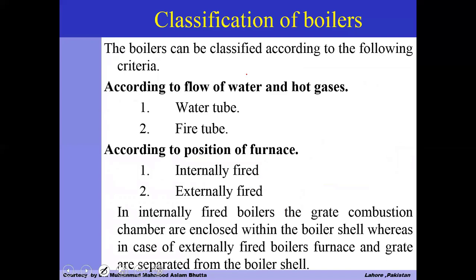There are different types of boilers. The most common types are the water tube boiler and the fire tube boiler. This is the classification according to the flow of the water and the hot gases. We will discuss what the water tube boiler and the fire tube boiler are. Next are the externally fired boiler and the internally fired boiler. I will discuss all these types based on the water tube and the fire tube boilers.